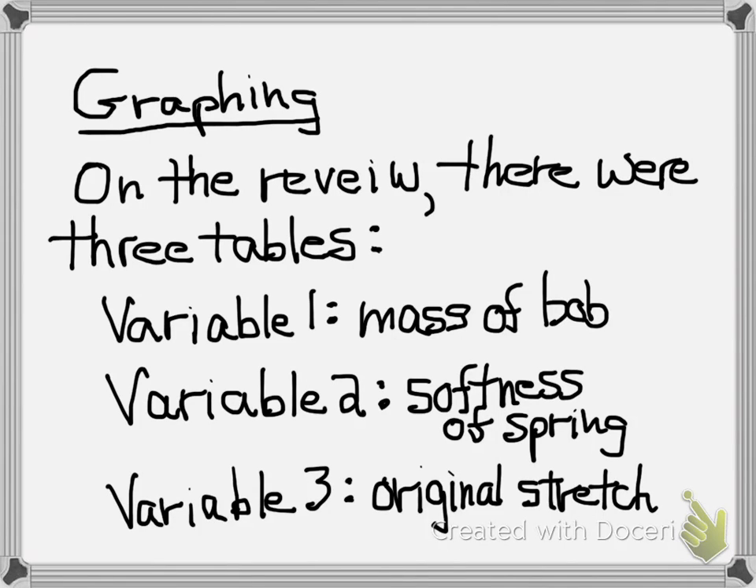This is a short review of graphing. On the review, there were 3 tables on the mass spring problem. So there were 3 variables that you were investigating in this particular experiment. The first was the mass of the bob. The second was the softness of the spring. The third variable was the original stretch. And you've been asked to graph period versus original stretch.